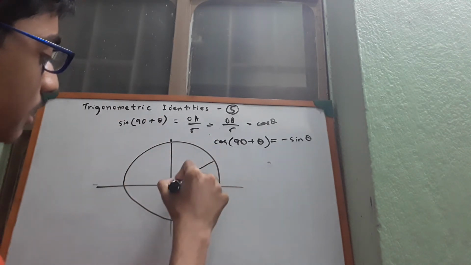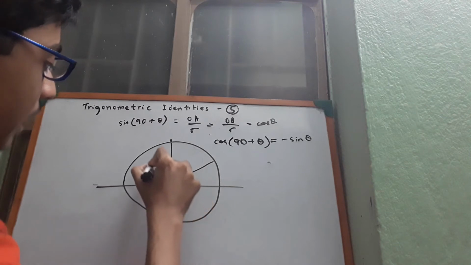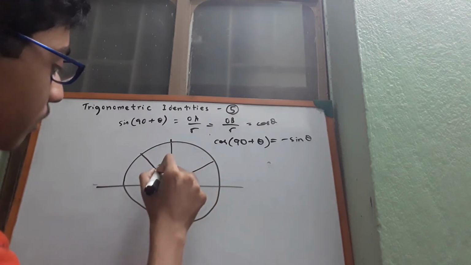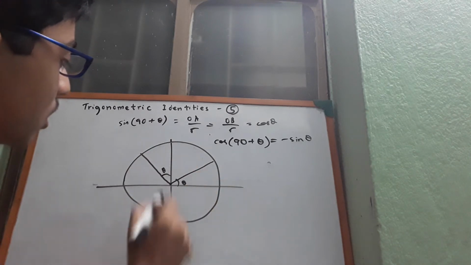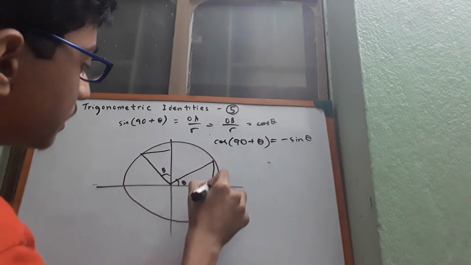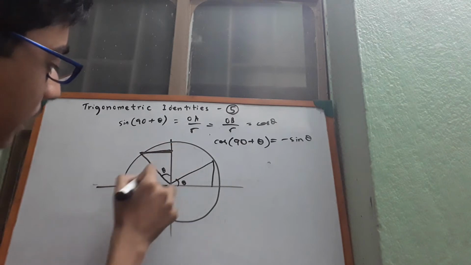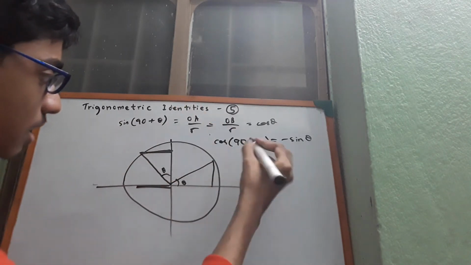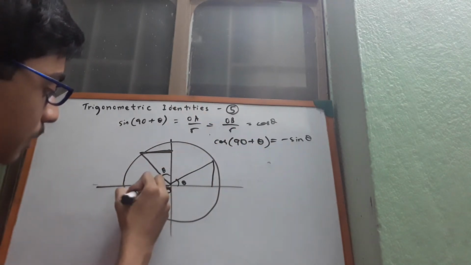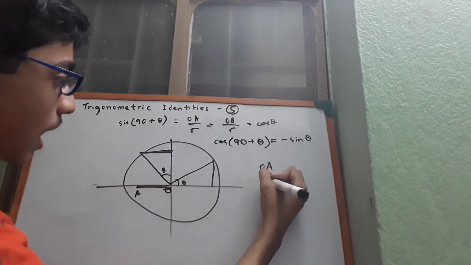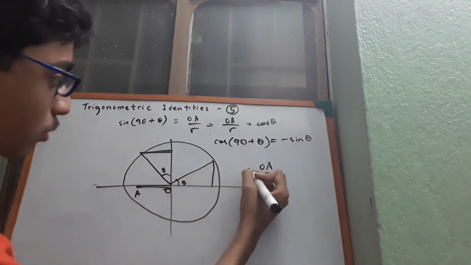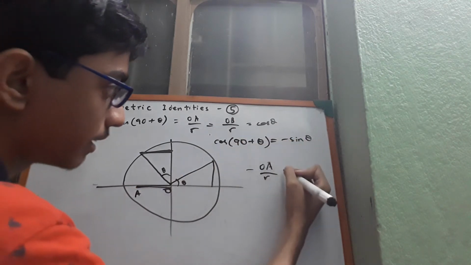So same thing. Let this be theta and just a constant 90 degrees here, and let this also be theta. So when I need to find the cos, that means it is this length here. This length and this length are equal. Position on the x-axis. So let this be O, let this be A. So that is OA over R, the radius. But you see, this is the negative x-axis, so we will have a minus here.